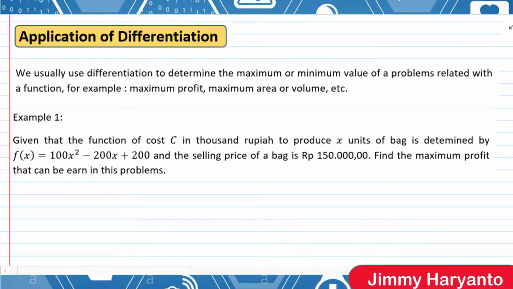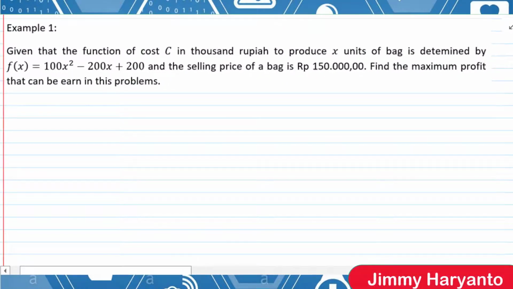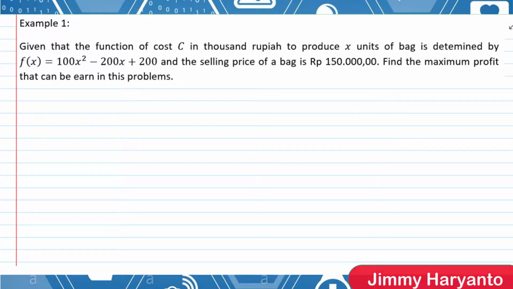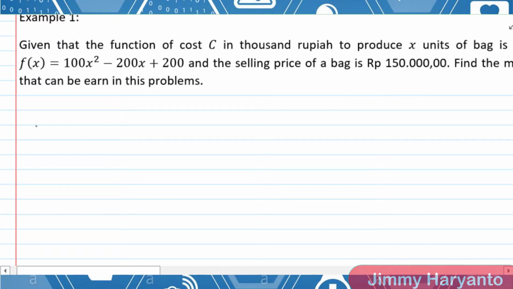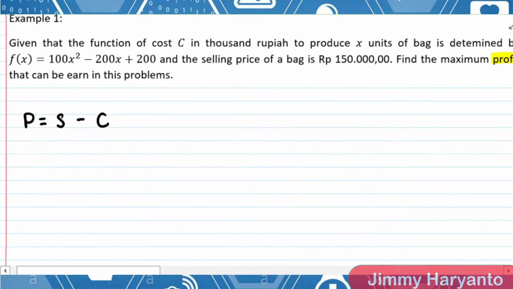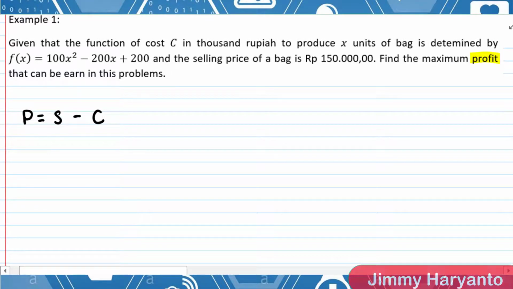For this one we have to find the function of the question first. The question wants you to find the profit. We already know that profit equals sell minus cost. For this one it is cost, because it's producing things, not reselling, but producing and then selling. So the profit will be sell minus cost, and be careful with the selling price.